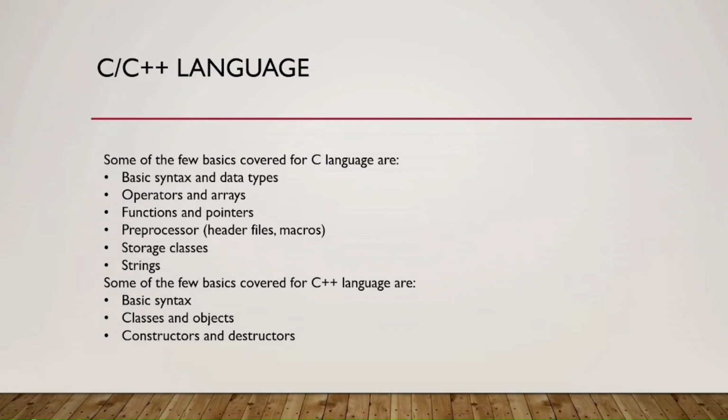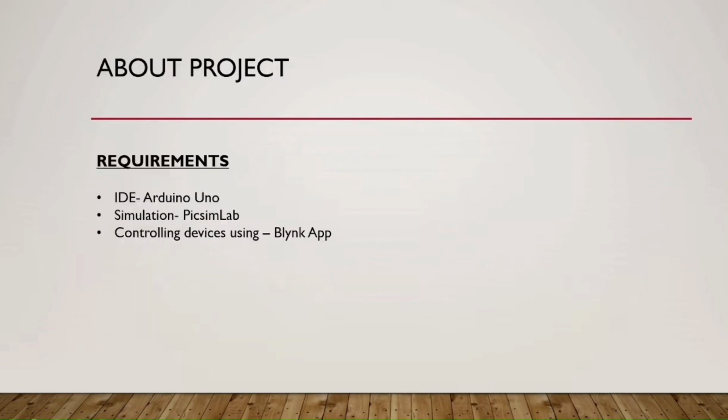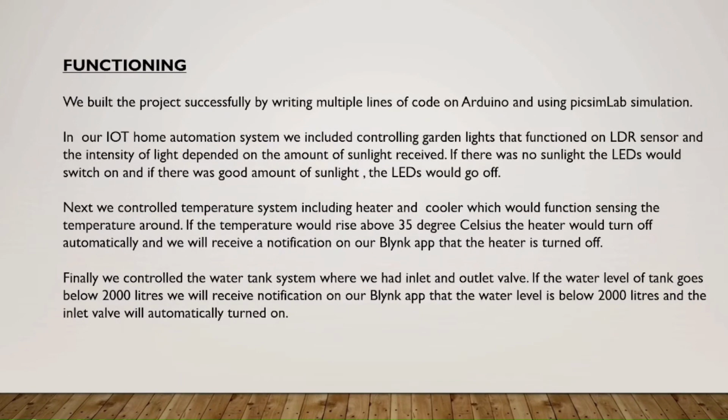Some of the basics covered in C language are basic syntax and data types, operators and arrays, functions and pointers, preprocessor, storage class, and strings. Some topics in C++ are basic syntax, classes and objects, constructors and destructors. The project requirements are an IDE, Arduino Uno, simulation in PICSimLab, and controlling devices using Blynk, which is a mobile app. Next we will discuss the functioning.